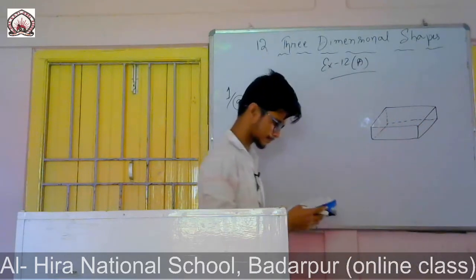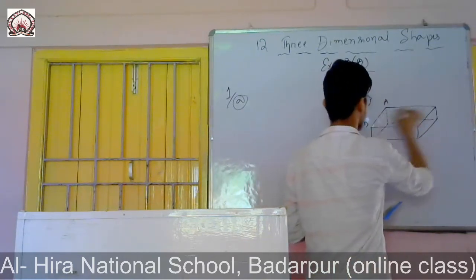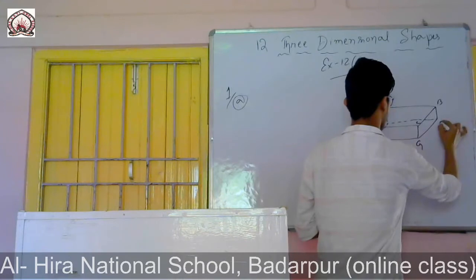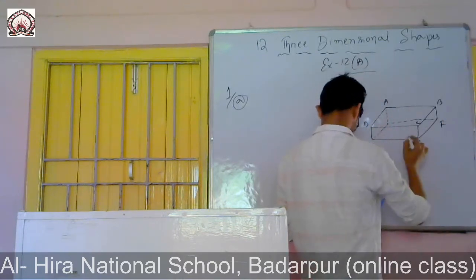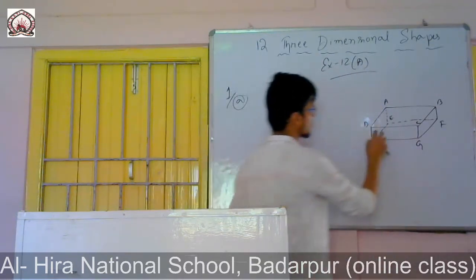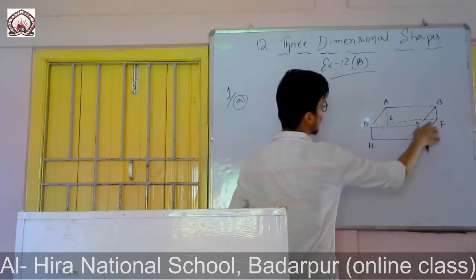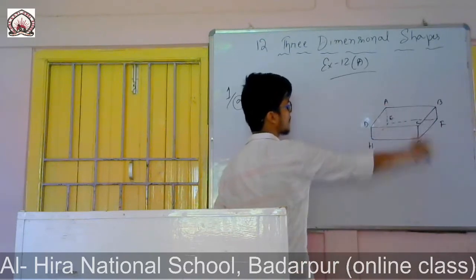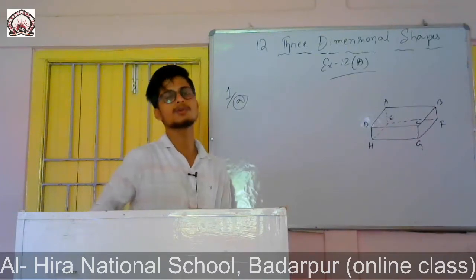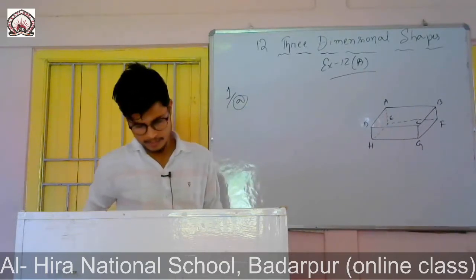So it is a cuboid, with vertices labeled A, D, B, then C on this side, then G, F, H, and there E is given. By seeing the shape you can understand that yes, it is a cuboid. It has 1, 2, 3, 4, 5, 6 faces, including the upper one. We know that a cuboid has 12 edges. So directly you can write the answer to the question, how many edges does the figure have?